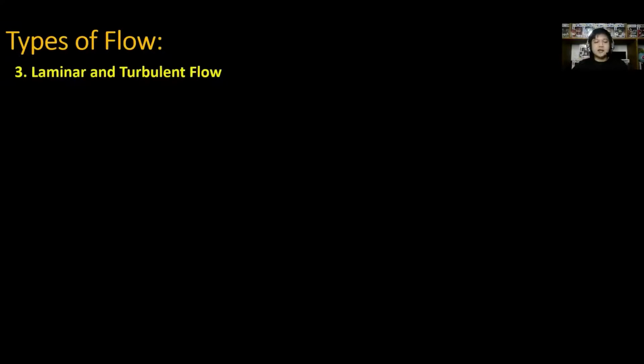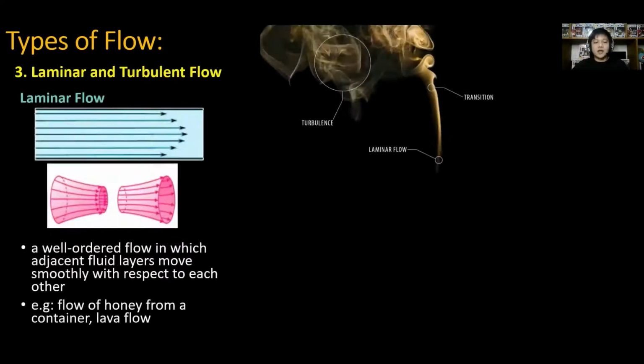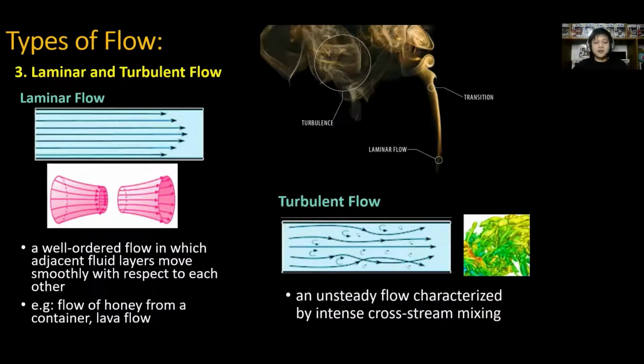Third is the laminar and turbulent flow. Laminar flow happens when there is a well-ordered flow in which adjacent fluid layers move smoothly with respect to each other. While turbulent flow is an unsteady flow characterized by intense cross-stream mixing. And on the other hand, the term transitional flow is the critical flow, which is in between laminar and turbulent flow.